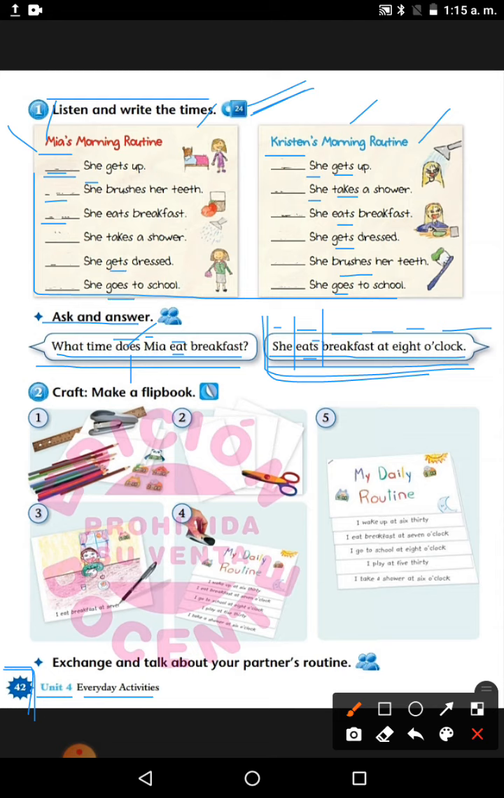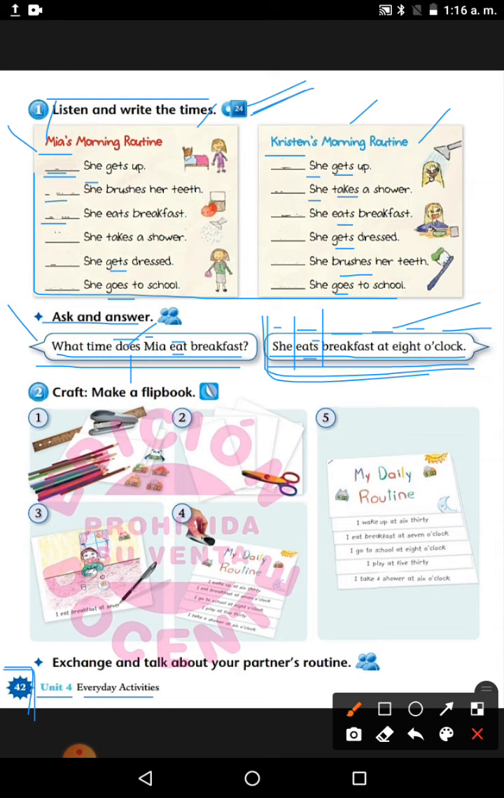So you are going to practice at home. You are going to write 2 more questions about Mia's morning routine and Kristen's morning routine. Here you have an example to follow, okay? And you are going to write the questions and the answers in your notebook, okay?